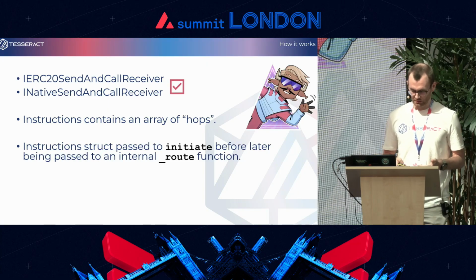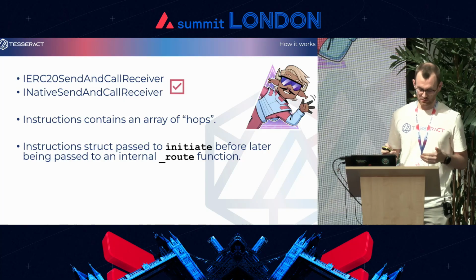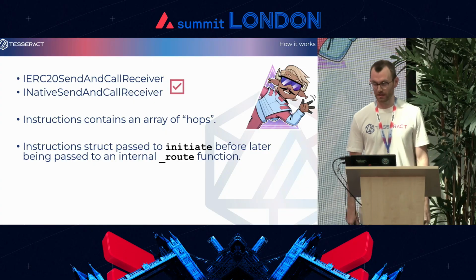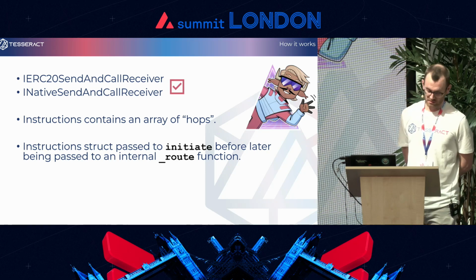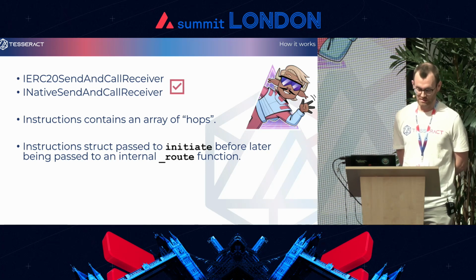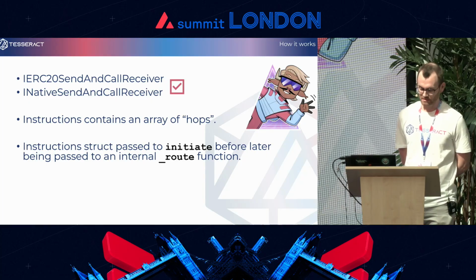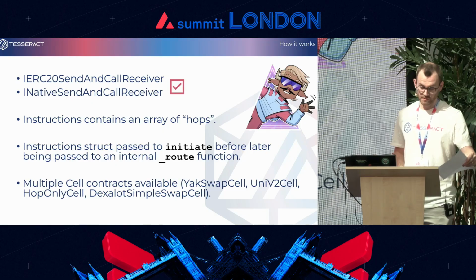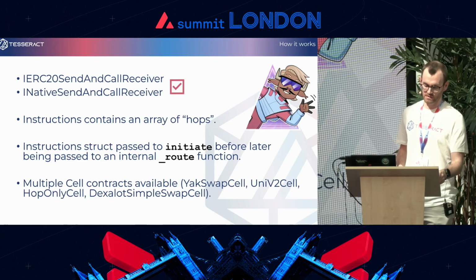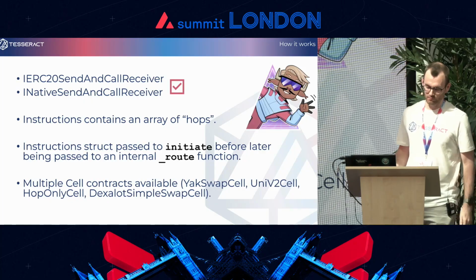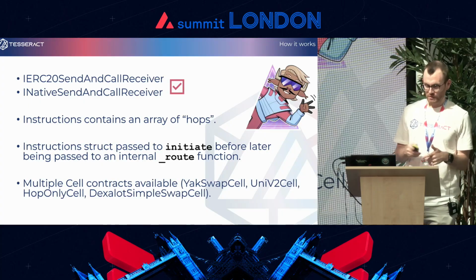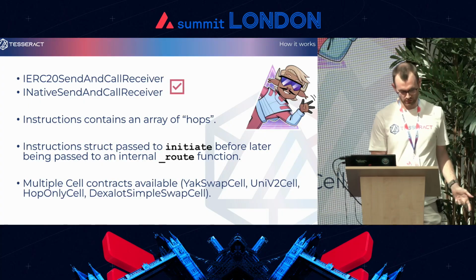The big struct of instructions is passed to the cell contract as an argument to the initiate function. There are some checks and basic initial actions that happen here, such as the creation of a unique Tesseract ID, which is useful from my perspective for analytics, before the full payload is then passed to the root function. This is where the bulk of the action happens. If there's a swap to be carried out, then exactly what is done will depend on the type of cell being called. And which type of cell is being called depends on the instructions.